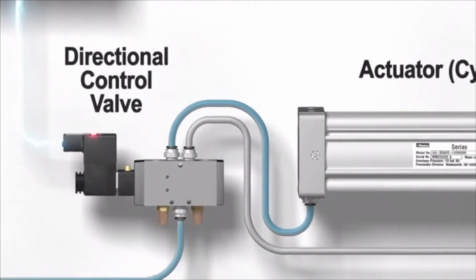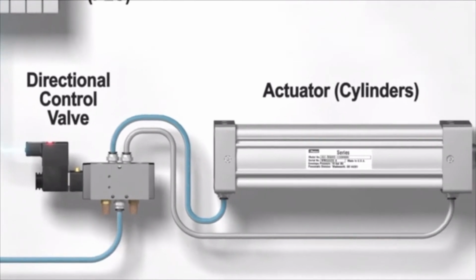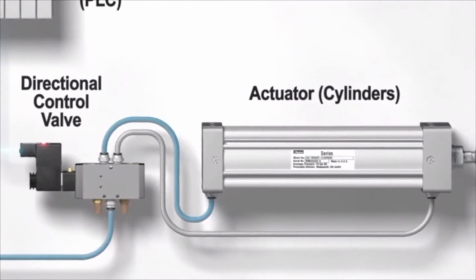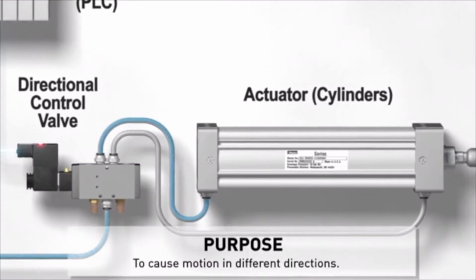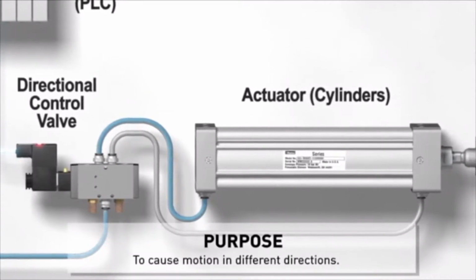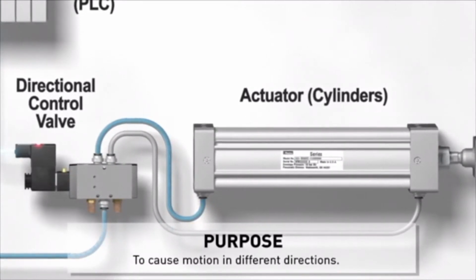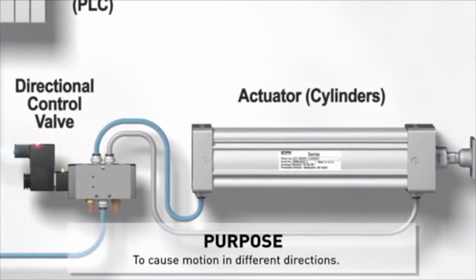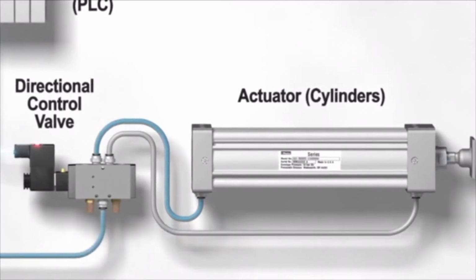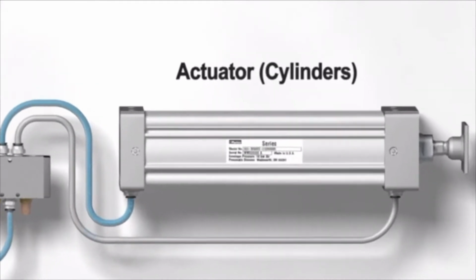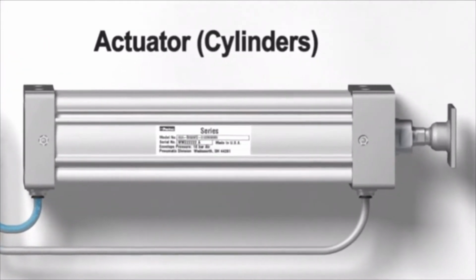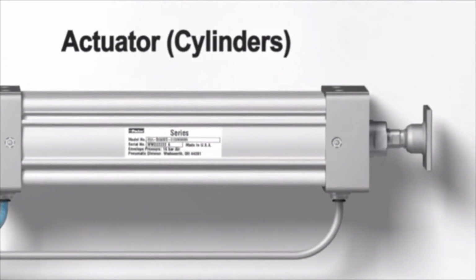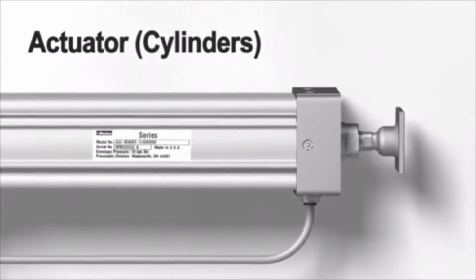The next component in the system, the actuator, will allow us to do some useful work with the air we compressed, cleaned, and redirected. In most applications, the purpose of changing the direction of the compressed air with the valve is to cause motion in different directions. Parker makes a wide variety of actuators, or cylinders as they are also commonly called, that will convert compressed air into motion. The most common type of cylinder is the rodded variety displayed here.